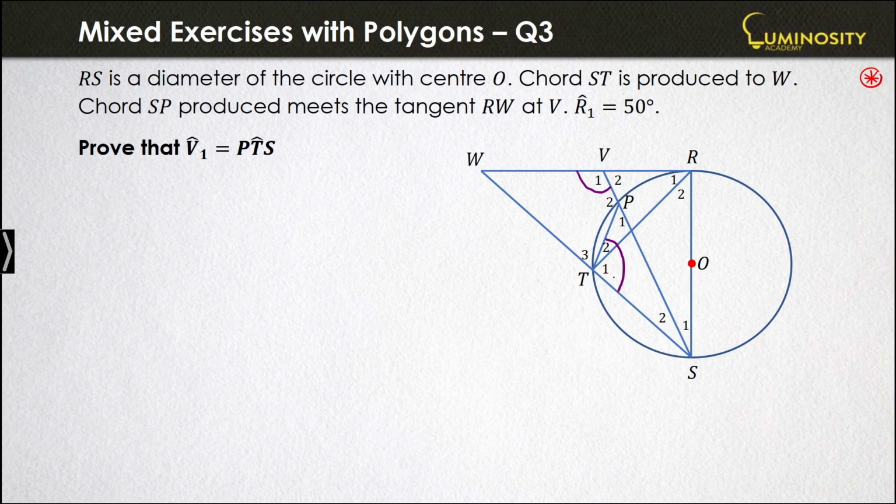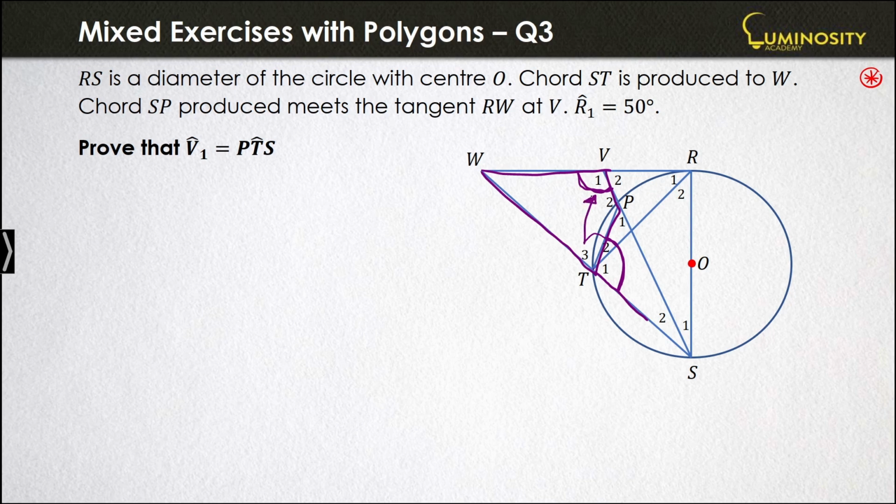Okay, so there's a few ways we could go about this, but instantly what's popping out in my mind is that this shape here, W to V to P to T back to W, is a quadrilateral. And interestingly enough, we want to show that this angle V1 here is equal to this angle outside here, which, as you can see, if you extend out the line, is an exterior angle. And if you go to the interior opposite angle, that's exactly what we want to show.